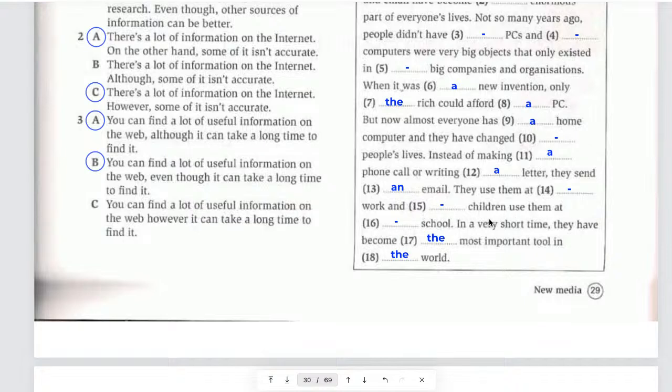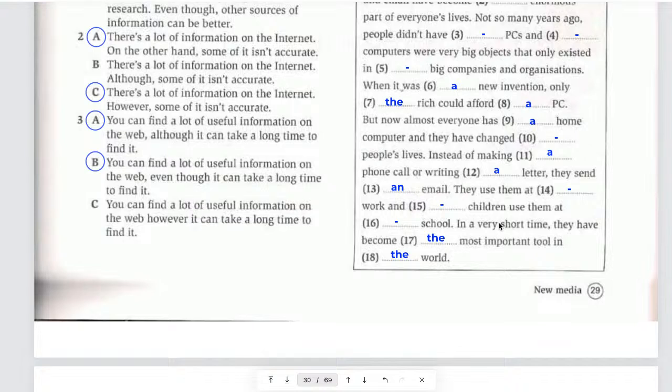Okay, next one, 17. Yeah, "become the most important tool." Why the most important tool? Talking in general? No. Why? Yeah, with superlatives, right? That is point number 4. We use "the" with superlatives. Okay? So we say "the most important tool."